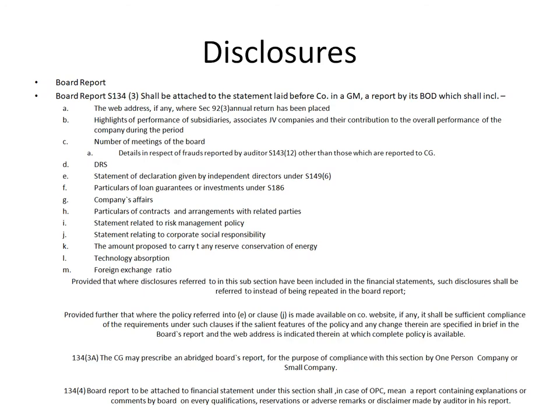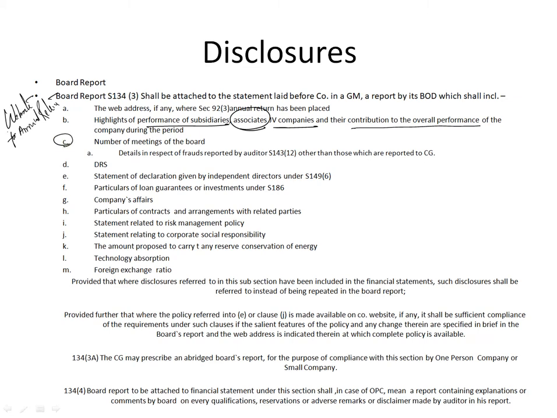Moving on to next. Now what does the board report include? The first thing is the website of the company where the annual return has been placed. Next, the board report shall put across the performance of the subsidiaries, associates, joint ventures, and their contribution to the overall performance.